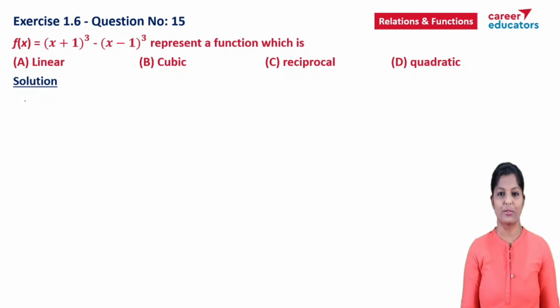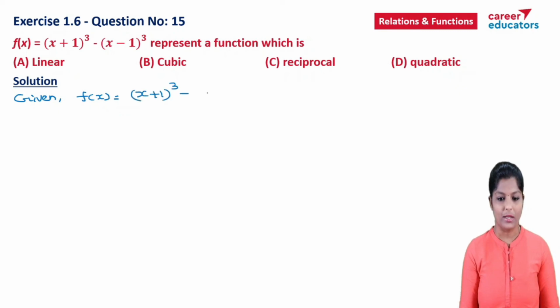Next, we are going to solve question number 15. Here, f of x is given. We have to identify the type of given function. Let's solve the problem. Given f of x equal to (x plus 1) whole cube minus (x minus 1) whole cube. To identify the type of given function, we have to expand the given function f of x.